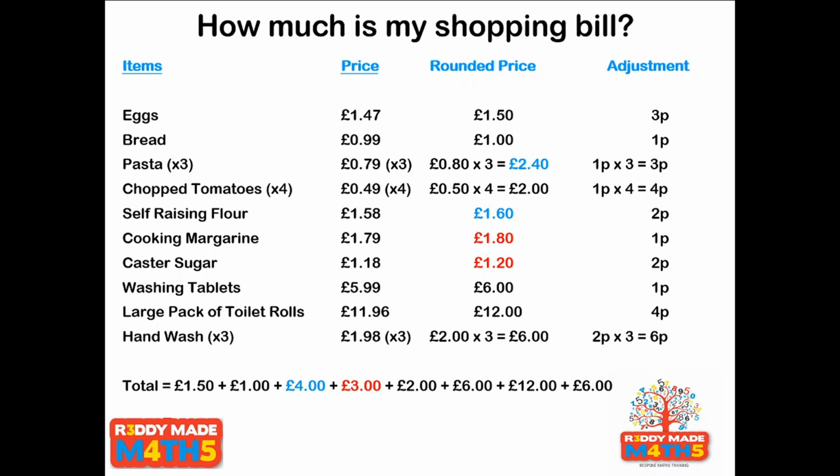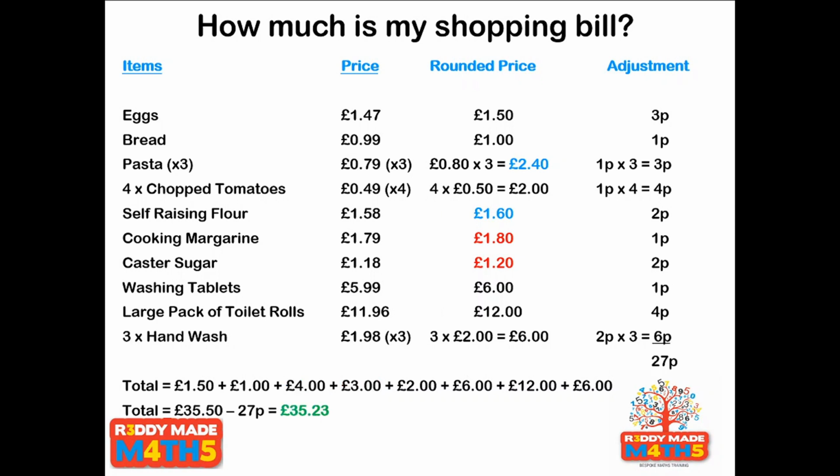If we then use our number bonds, we can see the £1.50 is on its own, the bread is £1, we put the £2.40 from the pasta with self-raising flour at £1.60, that's a number bond to £4. The chopped tomatoes are fine at £2, we put the cooking margarine and the caster sugar together, again another number bond, that gives us £3, and finally there's a £6, £12, and another £6. Apart from the £1.50, they're all whole number amounts, so we can add those together relatively quickly. If we add them together, we end up with £35.50.